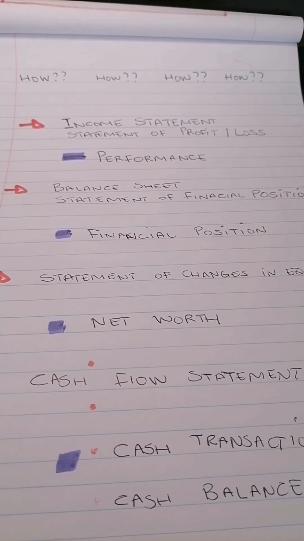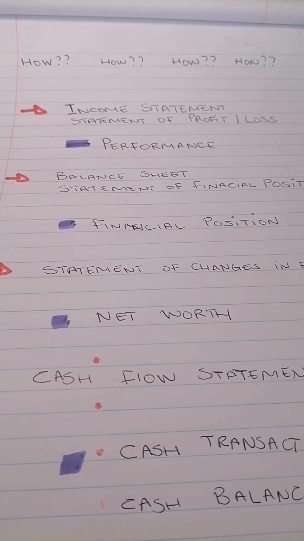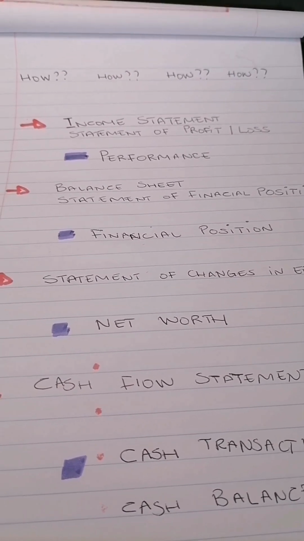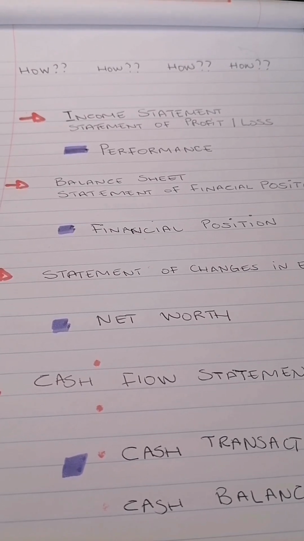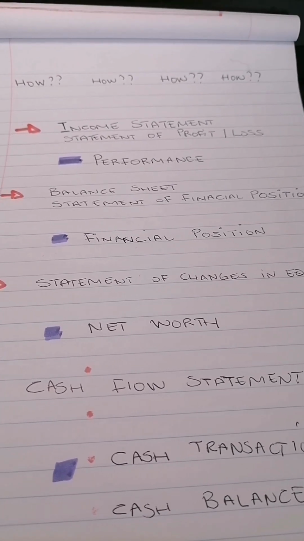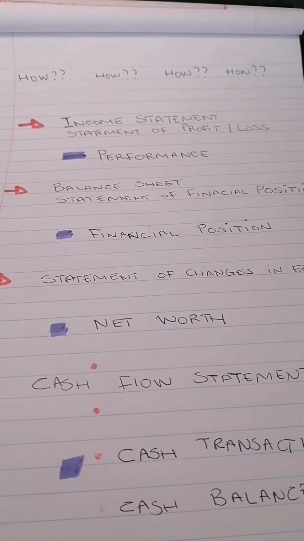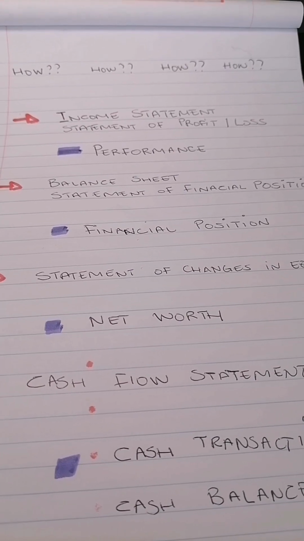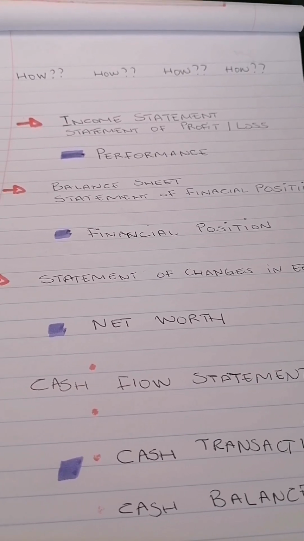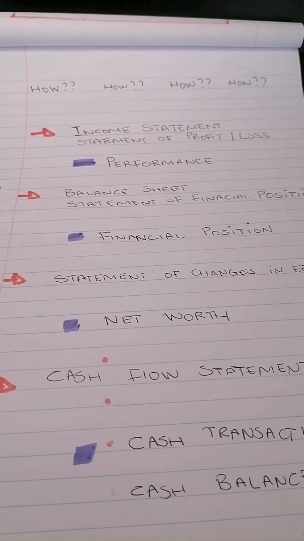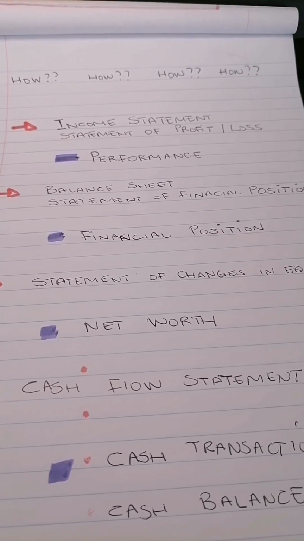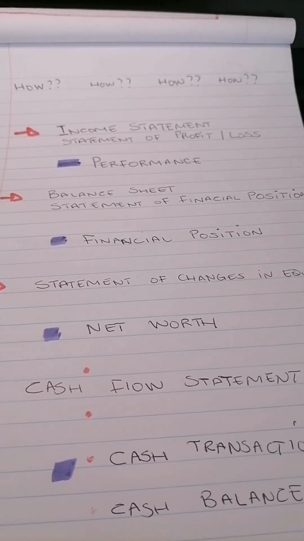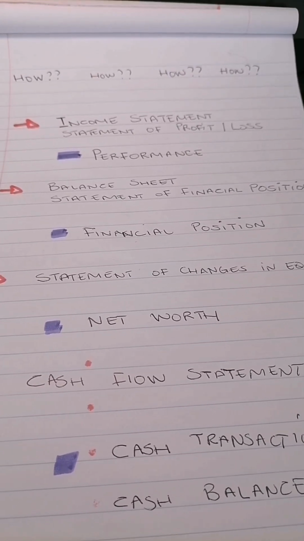Firstly, for us to prepare financial statements, we need to do an income statement, or in our days it's called the statement of profit and loss. This statement measures the performance. So that is linked to number 1 of our objectives in preparing financial statements. For us to measure our performance, we need to prepare the income statement or statement of profit and loss.